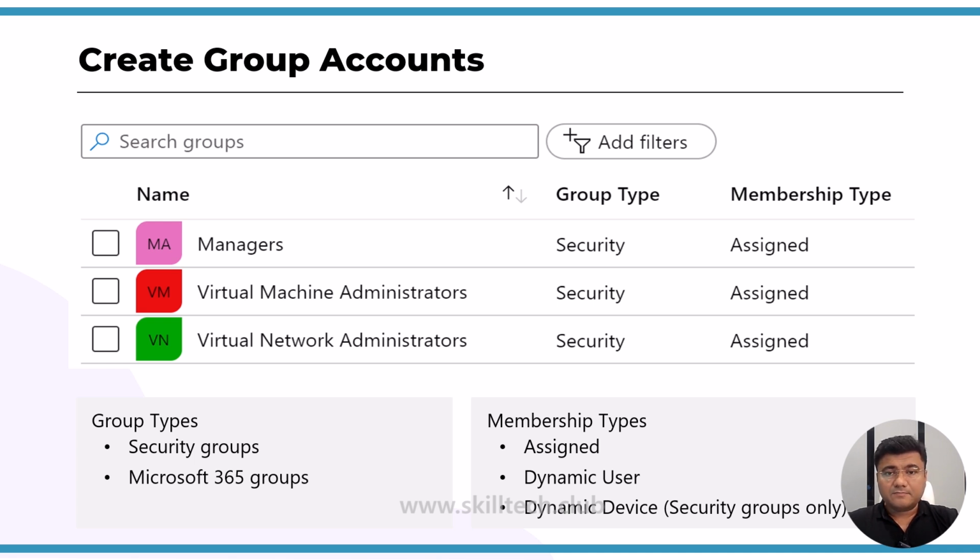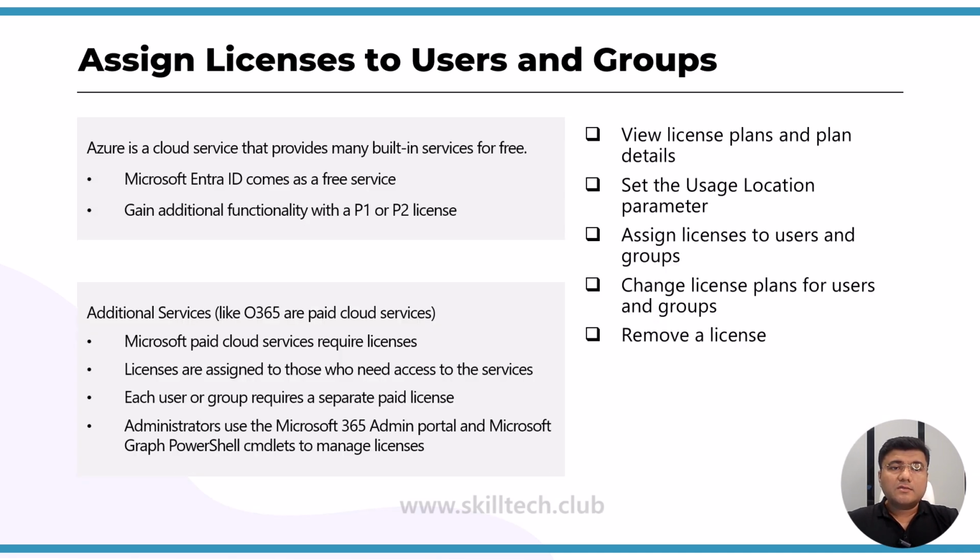Now, let's talk about assigning licenses to your users and groups, because this is totally based on what kind of Entra ID you are using. So maybe you have Microsoft Entra ID, which is a free service, or maybe you have some additional functionalities based on premium P1 and P2 licenses. You can view the license plan and plan details. You can set the usage location for the parameters inside that. You can assign licenses to users and groups, and you can also change the license plan for users and groups, or you can remove the license.